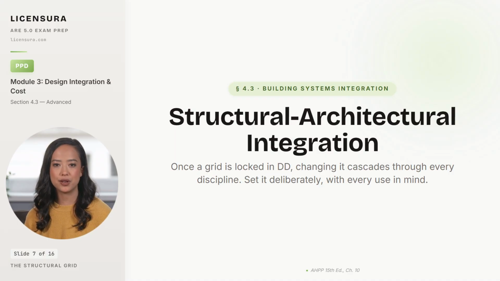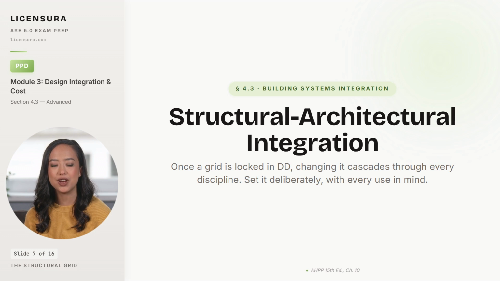Foundations are sized to it. Lateral system is located by it. MEP risers stack on it, and the facade rhythm responds to it. Once you commit, every discipline downstream commits along with you. Set the grid deliberately, with parking, occupancy, and facade module all considered together.